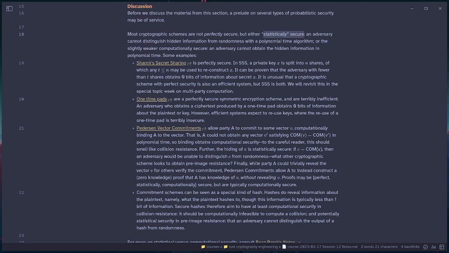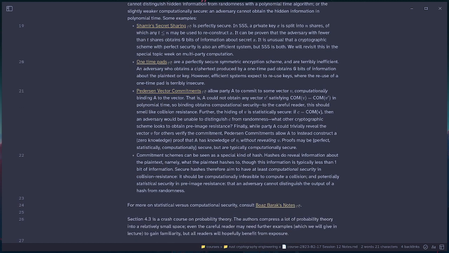quite inefficient. Another example of where this question of computational versus statistical security comes in is the premise of Pedersen vector commitments. I could have also just talked about Pedersen commitments, but we generally think about Pedersen commitments as a way for someone who wants to prove that they have access to some secret information, say a secret key X, or the coefficients of a polynomial.